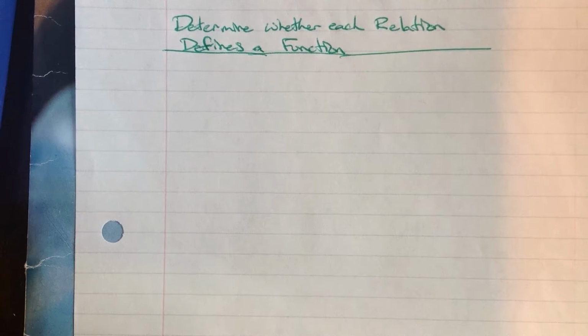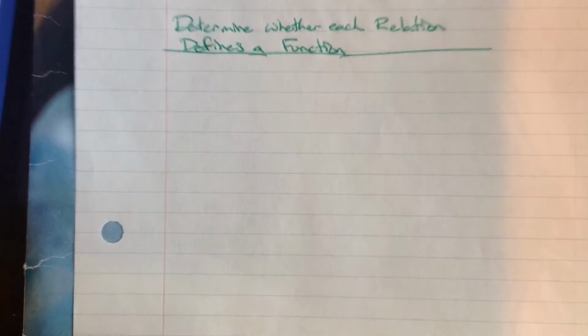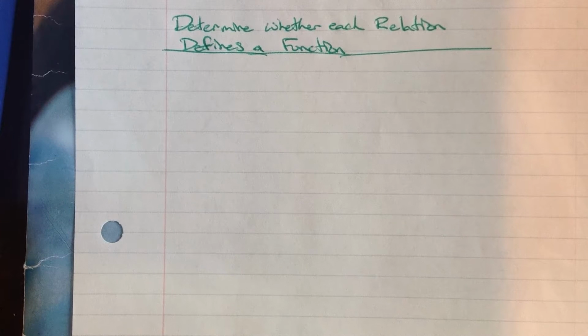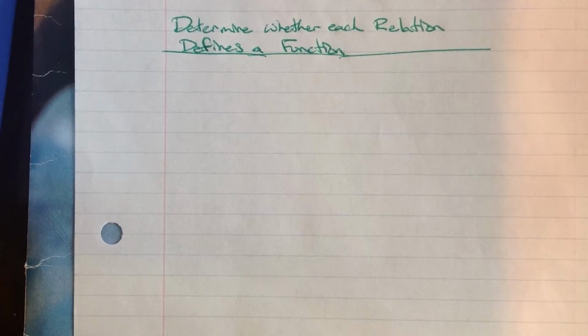Determining whether each relation defines a function. Well, to think about a function is such that there's one output for every input. So we can't have different outputs going to the same input. In other words, in an ordered pair, we can't have the same x value to two different y values.